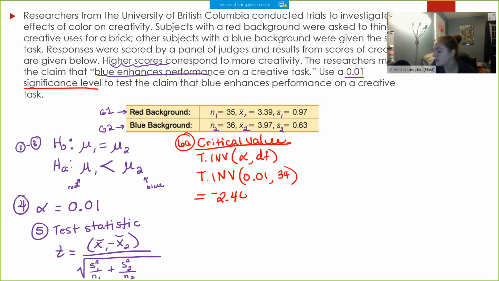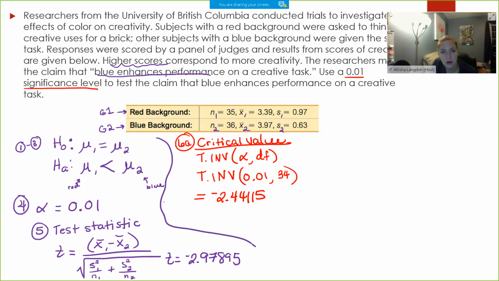Negative 2.44115. Oh, I forgot to write my test statistic over here. So T equals negative 2.97895. Okay. So what we need to do is we need to draw our little handy dandy T distribution. There's 0 chilling out over here. Now the critical value is going to be at negative 2.44. That's what I'm going to round it to.